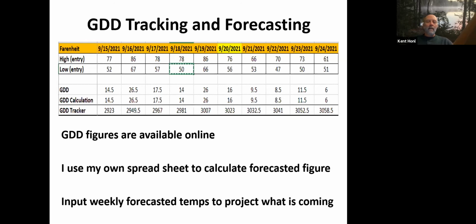And then when that's added on to everything that happened previous in the season, that gives us 2,923 growing degree days. Now, an interesting thing too, as we're moving along, you can see September 24th, we're at over 3,000. And as of today, right now in late October, we're bumping up against 3,400 growing degree days. And we haven't seen that since 2012.